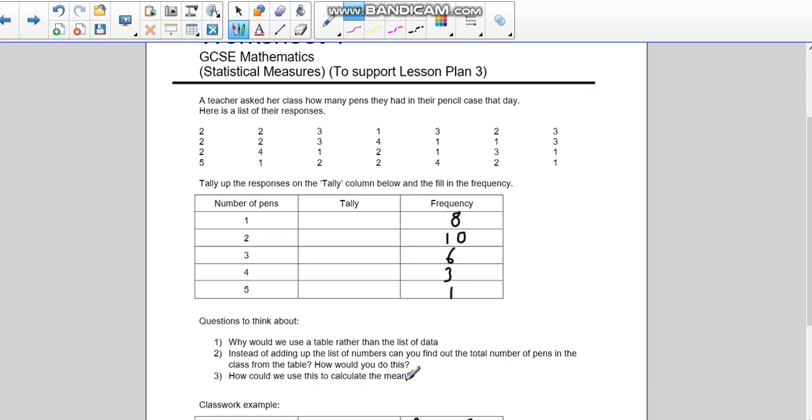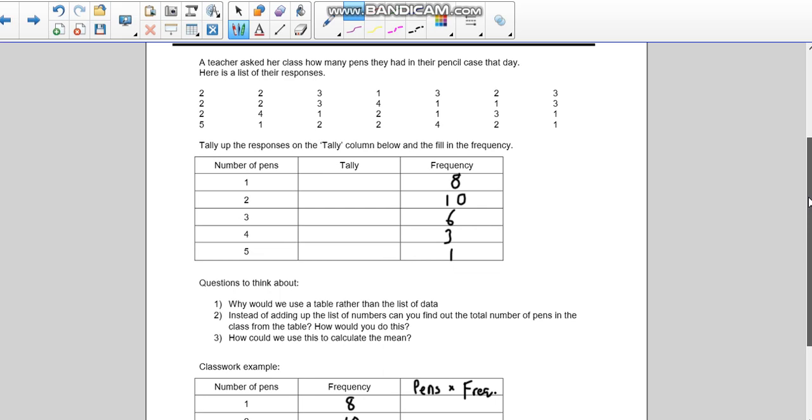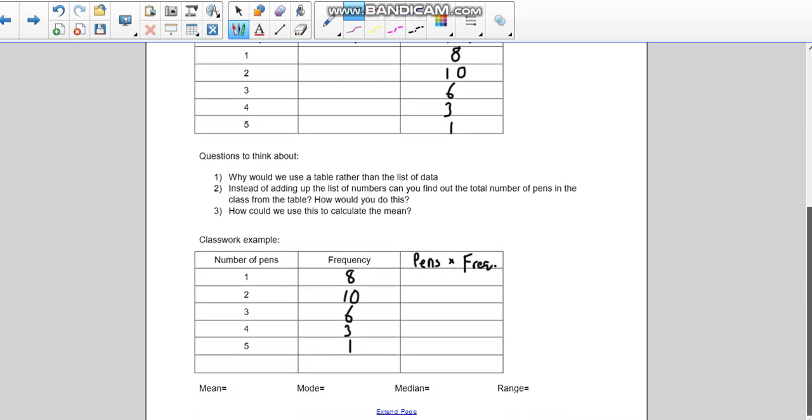How could we use this to calculate the mean? Well, if you remember the mean, we add then divide. So we would have to add up, okay, our total number of pens and then divide by how many people were in the class. Okay. So let's look at the table at the bottom. Okay, so here's our number of pens. Here's our frequency, which I've got from here.